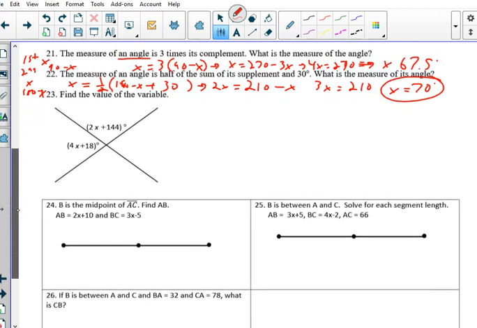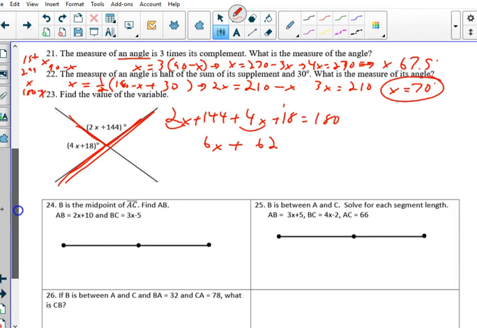Okay, find the value of the variable. Well, this angle and this angle form a straight line, which means they are supplementary, which means 2x plus 144 plus 4x plus 18 equal 180 degrees. So we join like terms, 6x plus 144 plus 18 is 162 equals 180. Now if I subtract 162, I get 18, and divide by 6, x is 3.